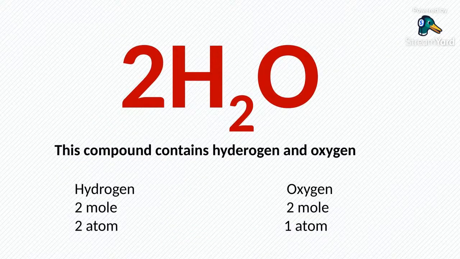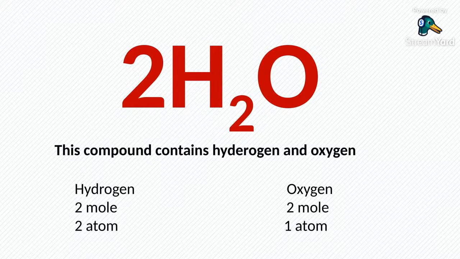Now, ladies and gentlemen, we are still trying to identify mole and atom in a compound or element. Let's look at this compound. First of all, compounds are combinations of elements. It is when elements combine together that you have a compound. In this case, we have 2H2O. This is a compound. This is water. How many elements make up this compound? We have the hydrogen and the oxygen.